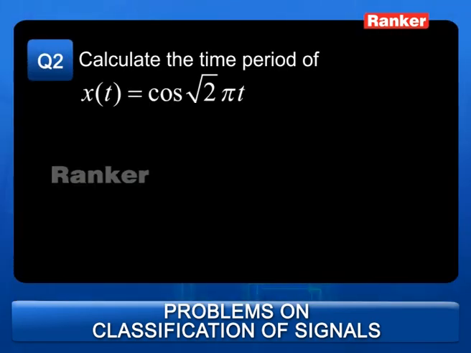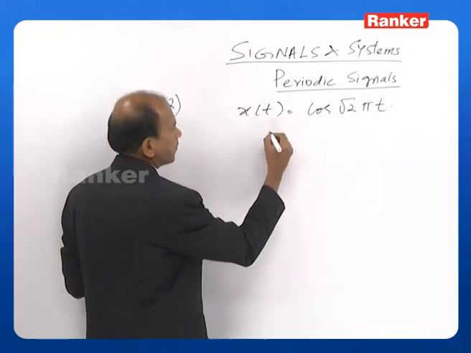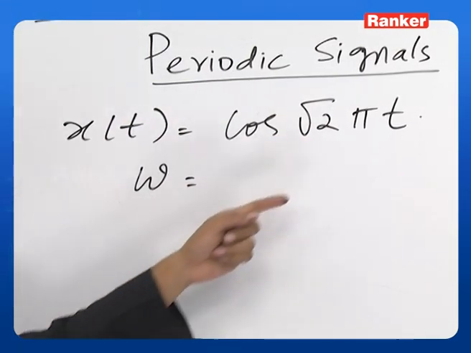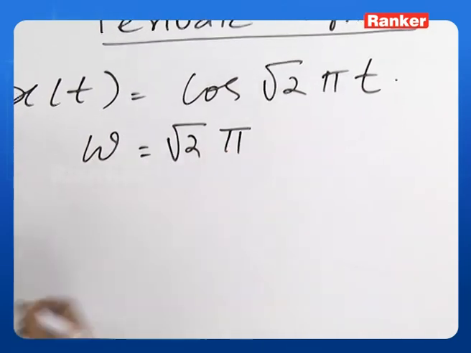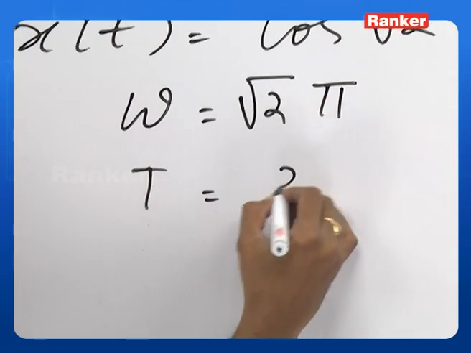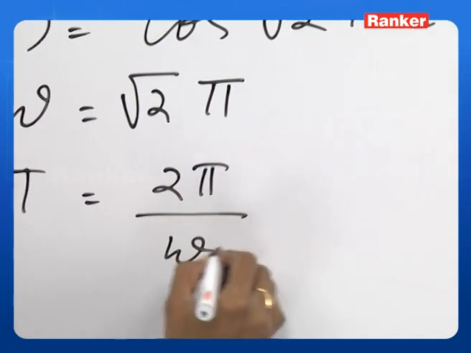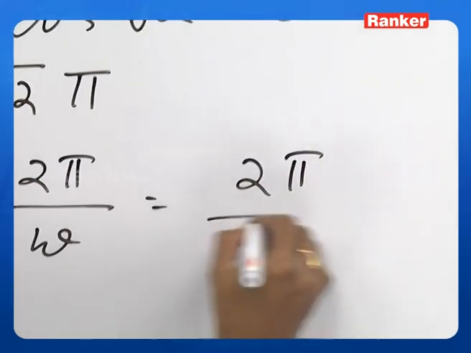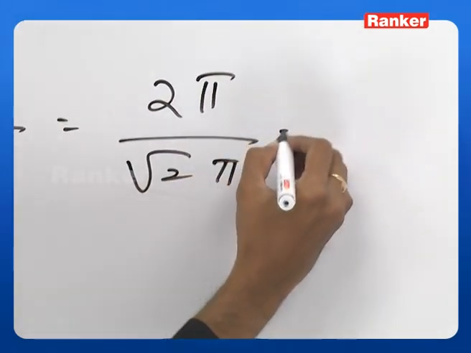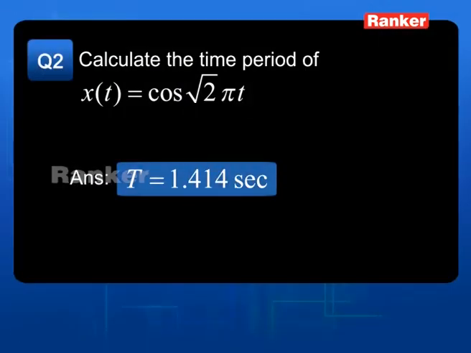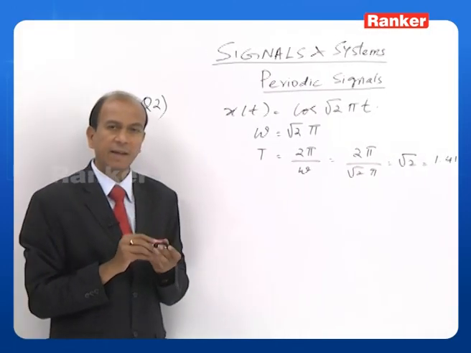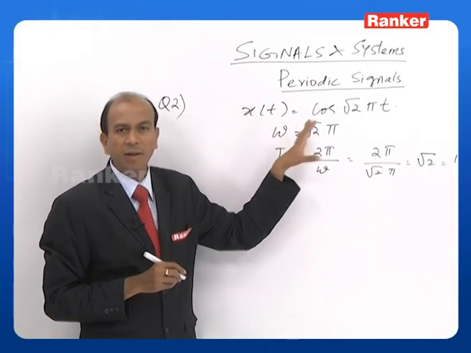x of t is given as cos of root 2 pi t. Again this resembles what? Cos of omega t. So, what is omega here? Omega here is root 2 pi. Okay. What is T from this? T is equal to 2 pi by omega. So, this will be equal to 2 pi by root 2 pi. So, this is equal to root 2, that is equal to 1.414 seconds. Now, we will calculate whether this signal is in fact periodic or not.